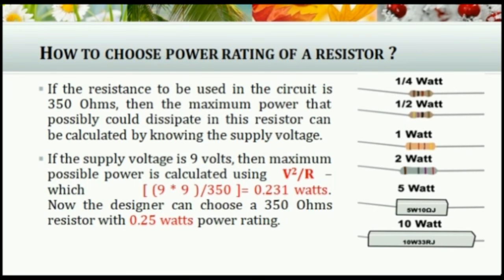How to choose power rating of a resistor? The resistors are generally available in quarter watts, half watts, 1 watts, 2 watts, 5 watts and 10 watts. The formula to find the power is V squared by R. Here I consider the supply voltage is 9 volt and resistor value is 350 ohm. On solving, the power is equal to 0.231 watts. So approximately 0.25 watts. So we can choose 350 ohm resistor with quarter watts rating.